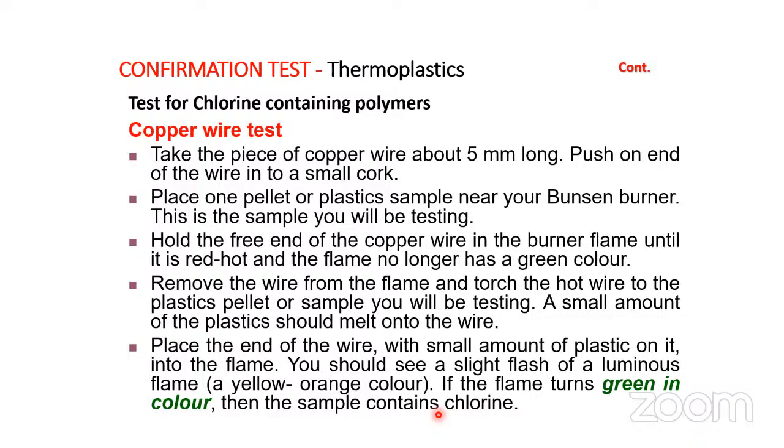First, some material will burn. Second, when this chlorine material burns, this green color comes. So these kinds of identification or confirmation tests are there to identify different types of polymeric materials.